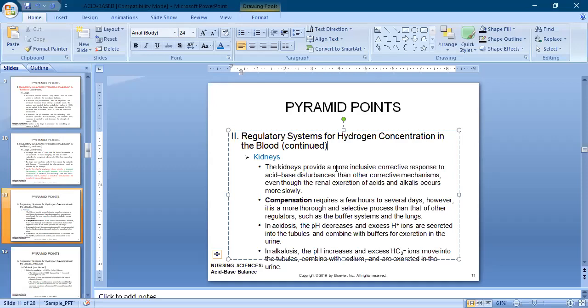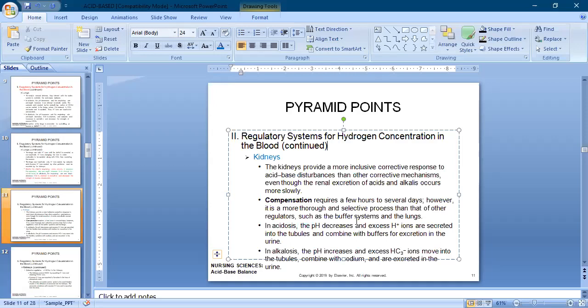So the kidney provides a more inclusive corrective response to acid-base disturbance than other corrective mechanisms. Compensation requires a few hours to several days. However, it is not a more thorough or selective process than that of other regulators such as the buffer system or the lungs. In acidosis, the pH is decreased and excess hydrogen ions are secreted in the tubules and combined with buffer for excretion in the urine.